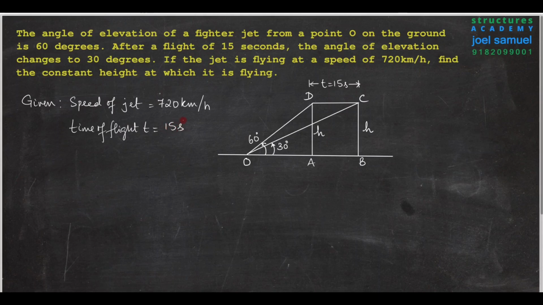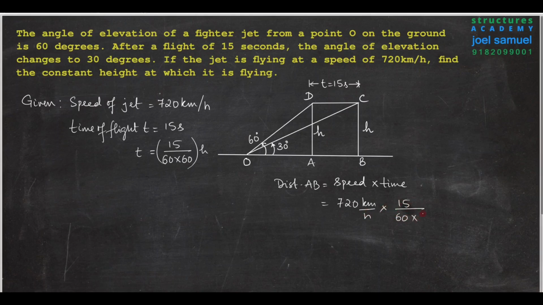Now notice the units of time are in seconds, whereas speed is given in kilometers per hour. So we need to either convert this to meters per second or this to hours. So I'm going to convert this to hours. I'll just divide 15 by 60 times 60. So this would be in hours. This is t. So if I want to find out this particular distance, I would say distance AB is equal to speed times time. So speed is 720 kilometers per hour times 15 over 60 times 60.